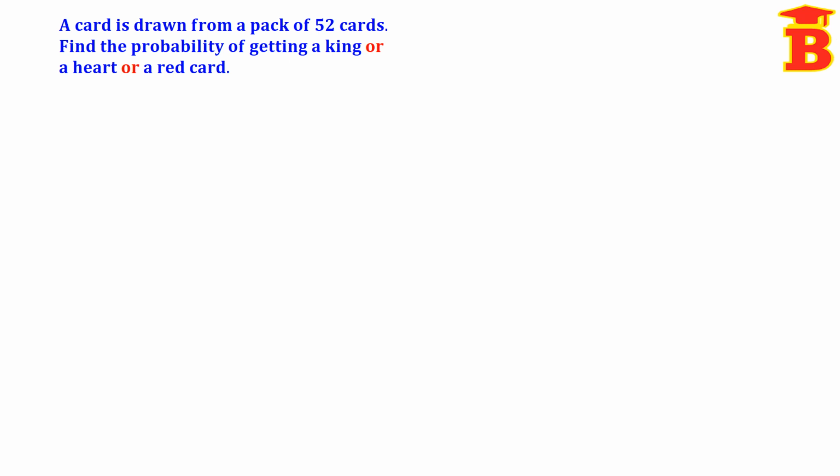Next problem. A card is drawn from a pack of 52 cards. Find the probability of getting a king or a heart or a red card. Or means union. We have 2 times or. And there are 3 events: king, heart, red cards. So we have to use the formula A union B union C.